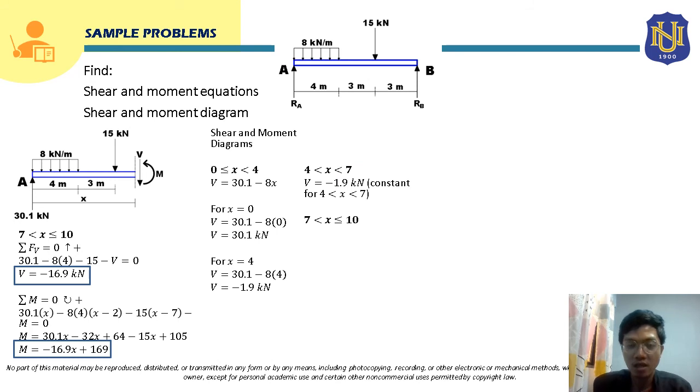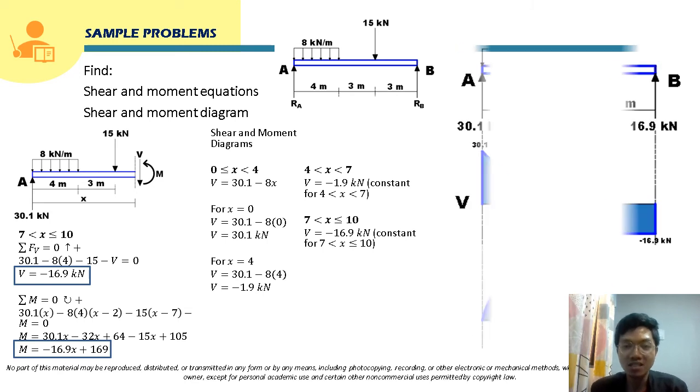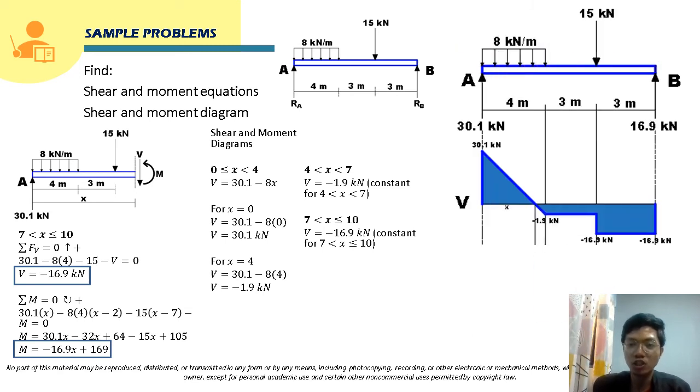This is the shear. Now, for the third segment, that is from 7 to 10, the shear also here, class, is constant, and that is negative 16.9 kilonewton. So plotting these values, class, for shear.